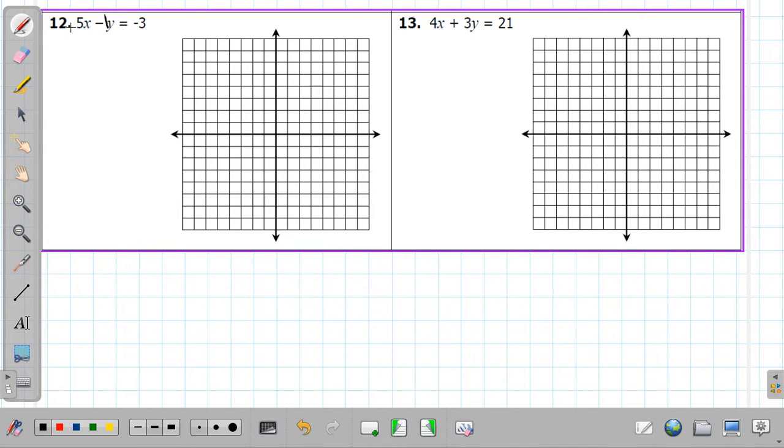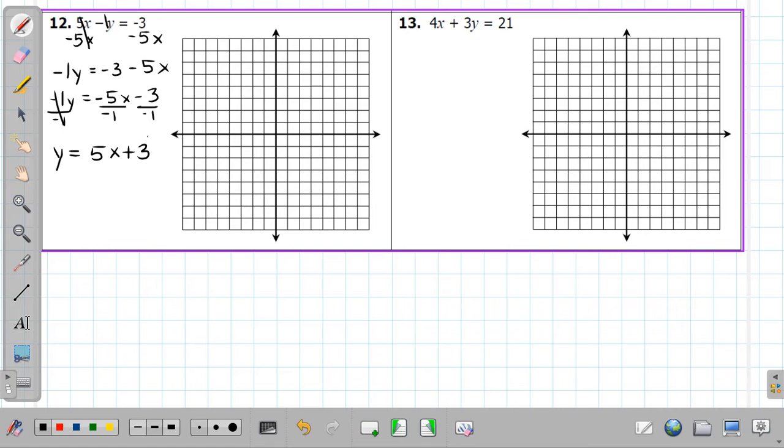So same thing here. We're going to subtract 5x. So what do we get? We get negative 1y, because these will go away, is equal to negative 3 minus 5x. We flip these terms around, so we get negative 5x minus 3. And now we just divide by what's in front of the y. So divide by negative 1. So the negative 1's go away, so we get y is equal to negative 5 over negative 1 is a positive 5x, negative 3 over negative 1 is a positive 3. And there we go.